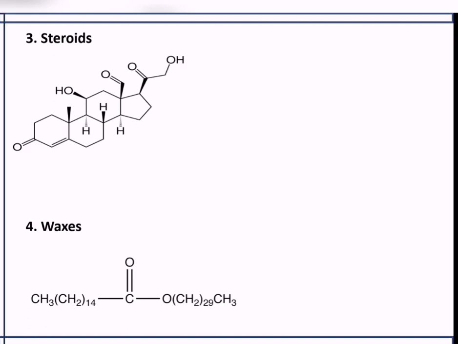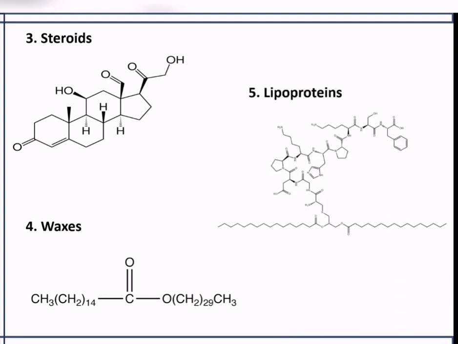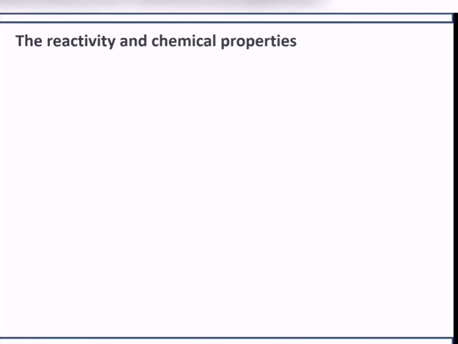The fifth one is lipoproteins. These are complexes of lipids and proteins that transport lipids in the bloodstream. They play a vital role in transporting fats to and through the cells, as well as in the distribution of fat-soluble vitamins. Let's look at the reactivity and chemical properties and also the overall biological processes of lipids.